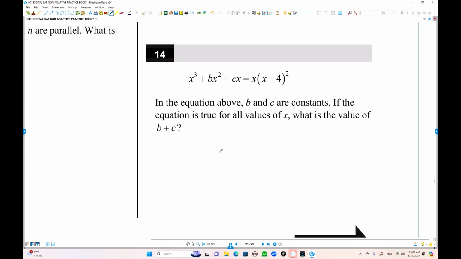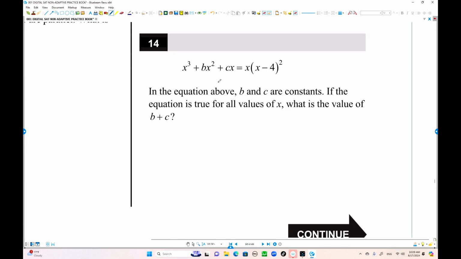Here is number 14. So we have an equation over here. The equation is true for all values of x. What is the value of b plus c? You're going to find the values of b and c. The easiest way is what? You don't have to expand this one.